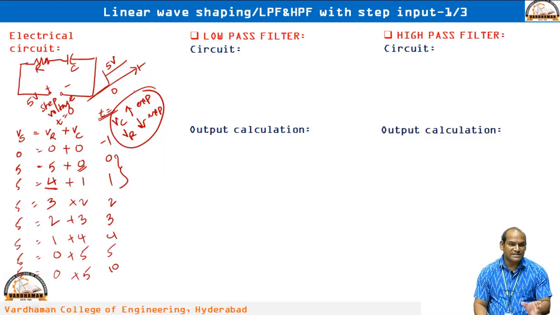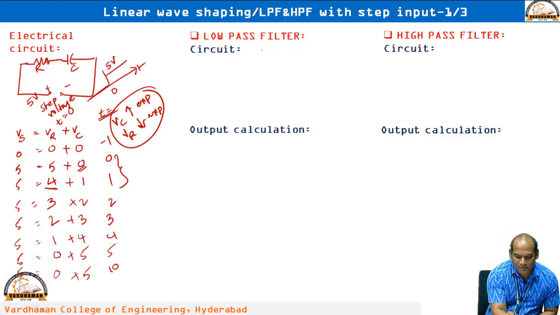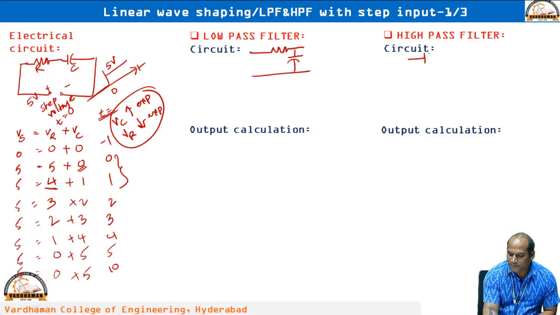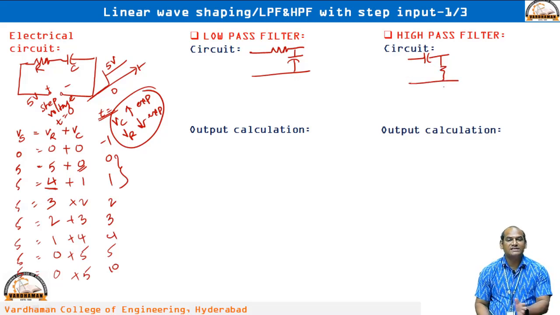Series connection of resistor and capacitor itself is a low pass filter or high pass filter. Now you are familiar with the low pass filter circuit, I am taking it again. So this is low pass filter and this is high pass filter. You observe these 3 circuits now. On the screen you have 3 circuits.